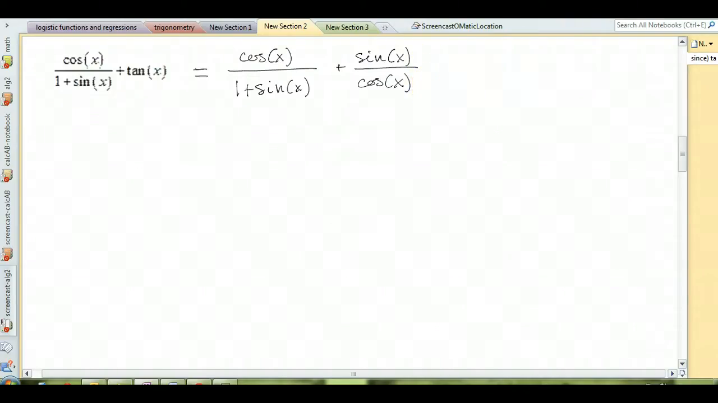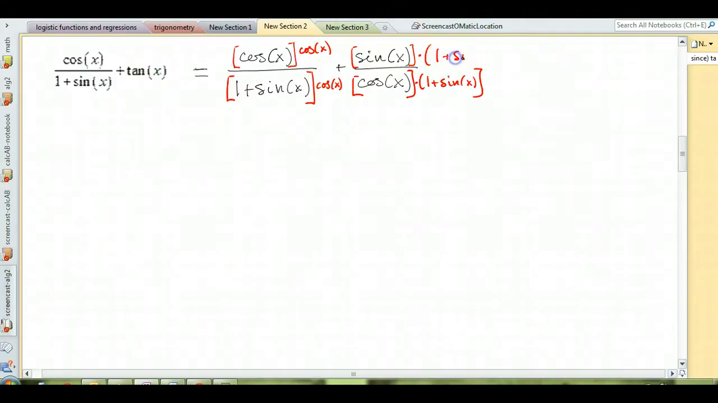Well, I think I'm going to do a common denominator, right? So I'm going to multiply both sides of this fraction by this denominator, by cosine x, and both sides of this fraction by 1 plus sine x. This is how you get a common denominator, right? Okay, so here we go.